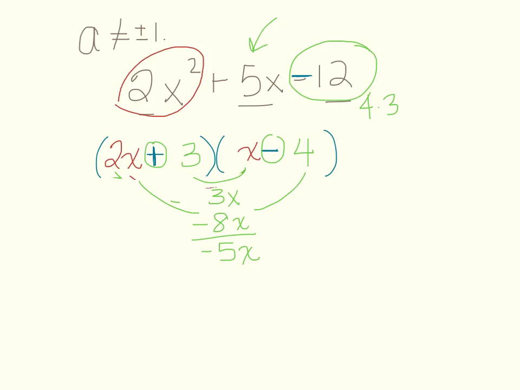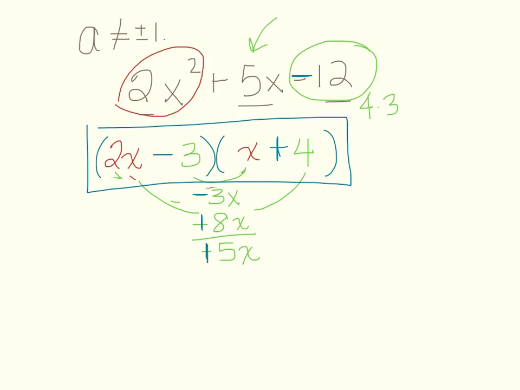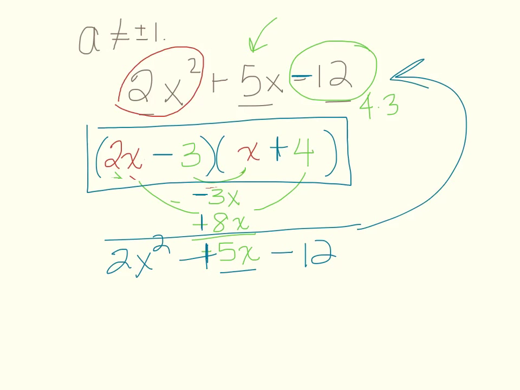So let me go back and change this: make this one the minus, make this one the plus. So now this is minus 3x, this is plus 8x, that's plus 5x, and I'm happy as can be, and that's my answer. Because when I multiply those two things together by foiling, I get 2x squared plus 5x minus 12, right? Which is what I was just trying to do. So A doesn't have to be a plus or minus 1. You just have to do a little bit more work. You just have to guess and test.